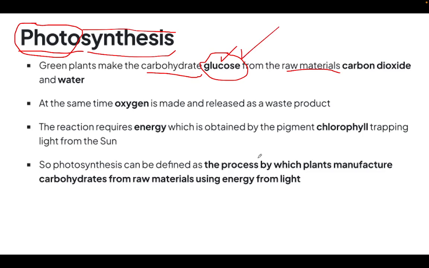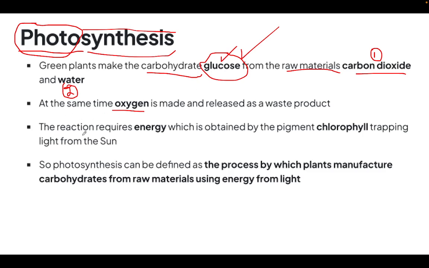Means they make glucose. From raw materials, there we have carbon dioxide and water. These are the two raw materials needed for a plant to make its own food. And the food that we're talking about here is carbohydrates. At the same time, oxygen is made. It is another product. So we saw two raw materials, carbon dioxide and water. The products are oxygen and glucose.